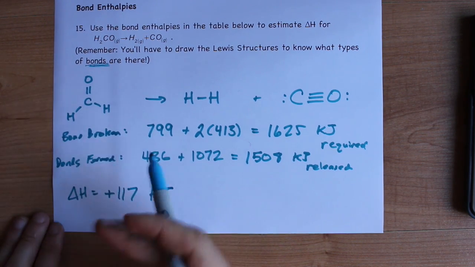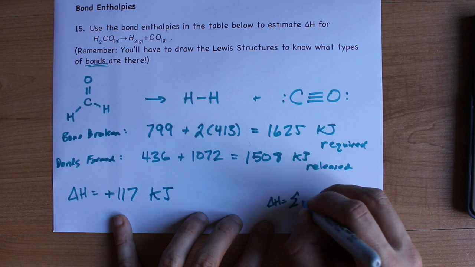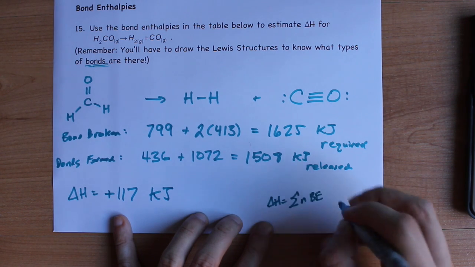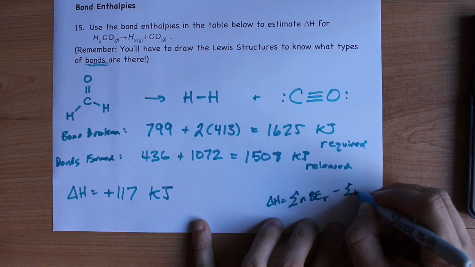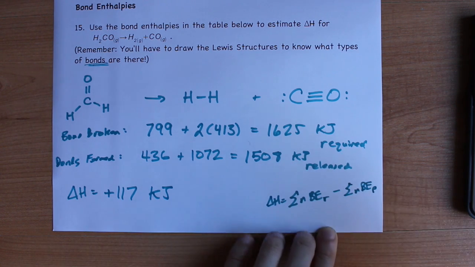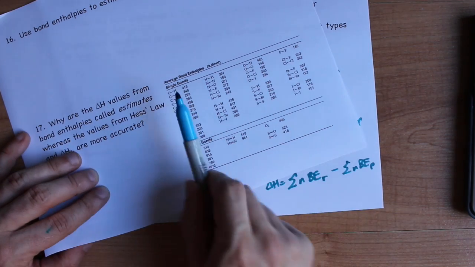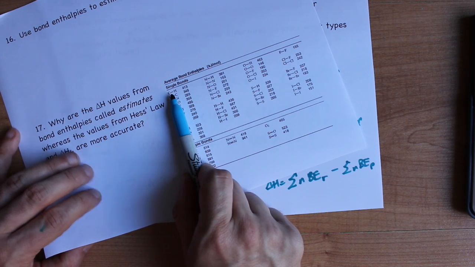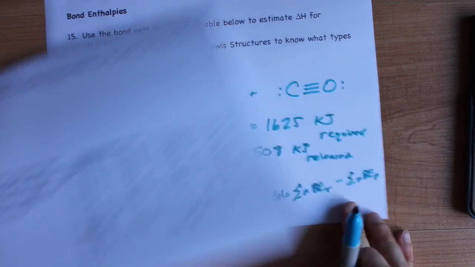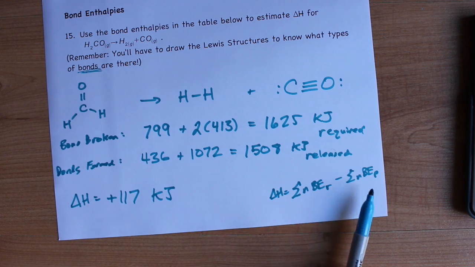There is a formula you can use for this, just like there was for delta HFs. The delta H is the sum of all the bond energies of the reactants minus the sum of all the bond energies of the products. The reason it's reactants minus products for bond energies is because these amounts are the energy it takes to break these, meaning that these are already written as reactant bonds. That might be a little bit of a stretch for you to even bother caring about, but if you're using bond enthalpies, it's reactants minus products for the shortcut formula.